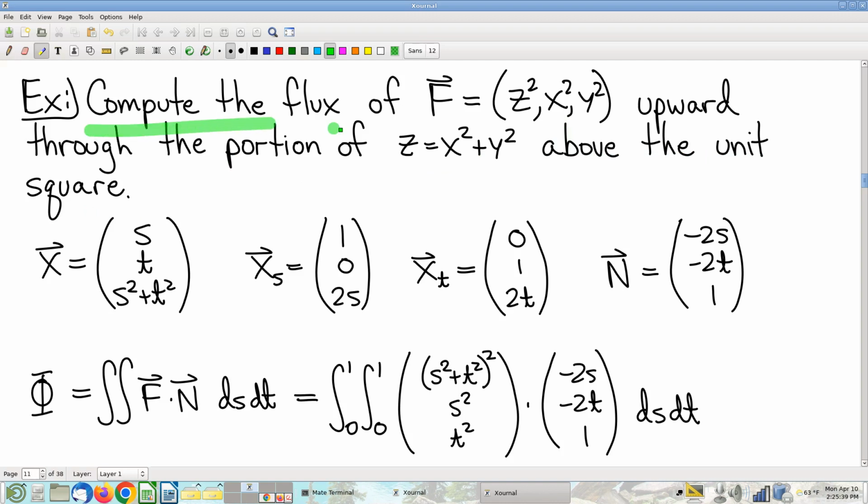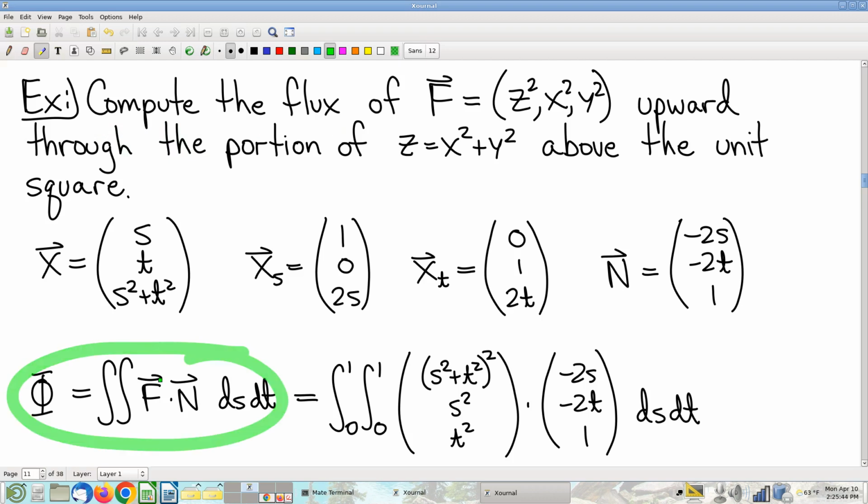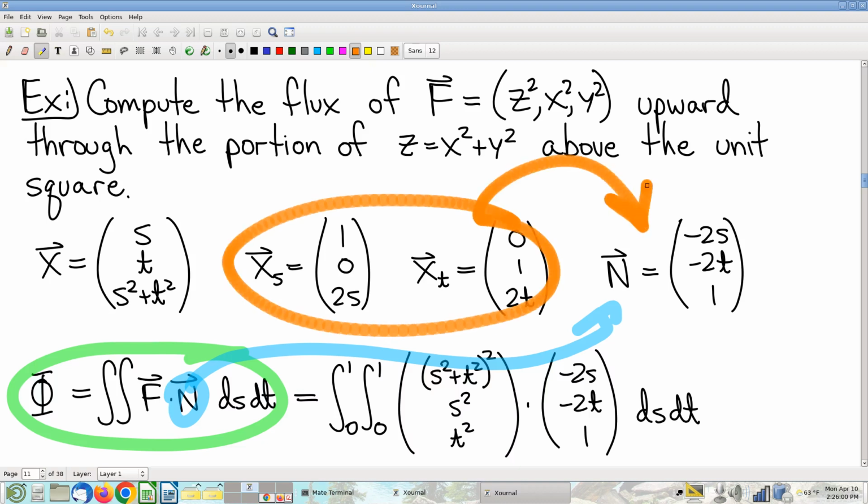Okay, how do we compute flux? Well, we know how to compute flux. It's this formula that we just got through writing down. So let's put that on the page. Notice, in order to be able to compute this, I'm going to need my capital N vector. In order to compute the capital N vector, I need these partials. And in order to compute those partials, I need a parameterization in the first place. Right? So let's start at the beginning.